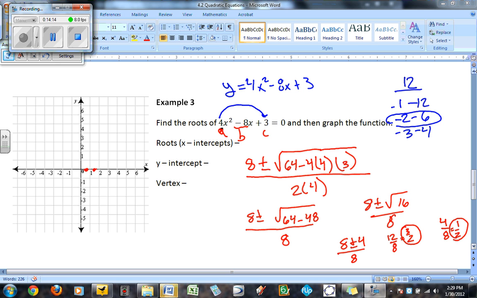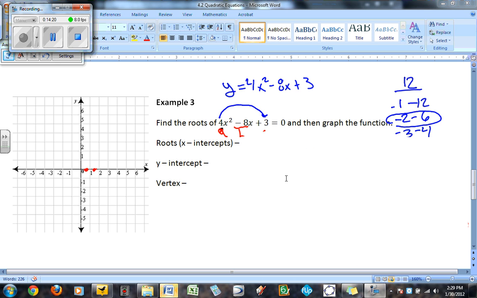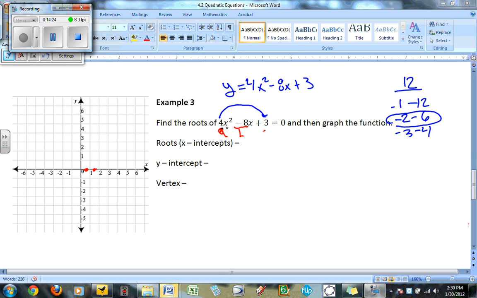So there are roots. They asked us to find our y-intercept. Well, that's going to help us graph. Any information is going to help us graph. Our y-intercept is simply where x equals 0. So plug in 0 for x. So I have a y-intercept at 0, 3, right there. And the last thing is to find the vertex.